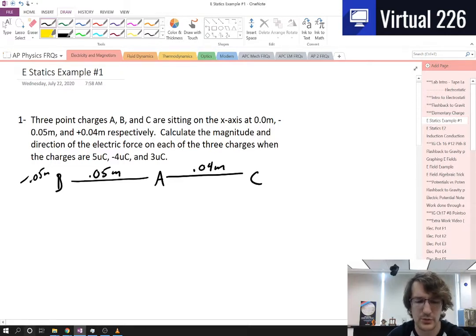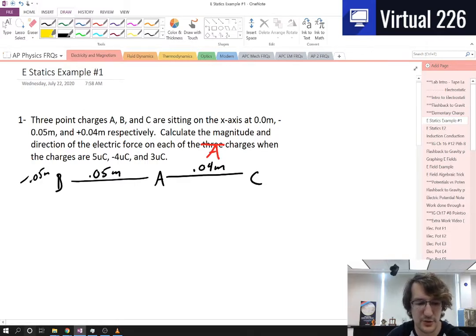What we're going to do is calculate the magnitude and direction of the electric force on each of the 3 charges when the charges are 5 microcoulombs, negative 4 microcoulombs, and 3 microcoulombs. And let's really just do this. Instead of doing it for all 3 charges, let's just do it for charge A. Because if we do this for charge A, charge B and C follow similar principles. Let's just save a little bit of time here, okay?